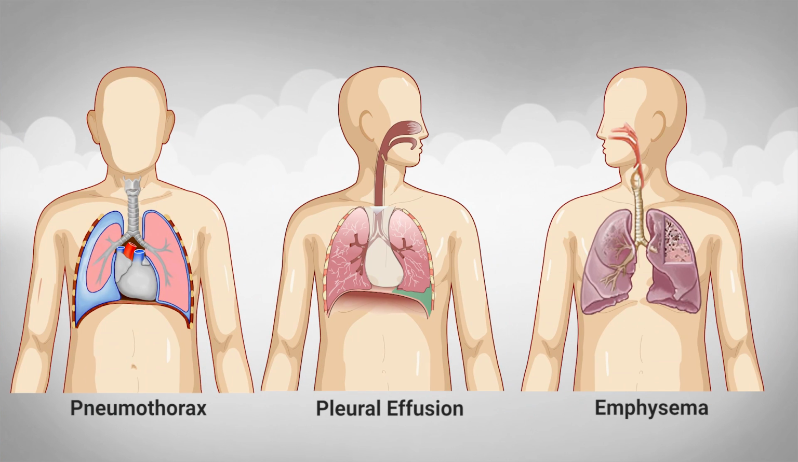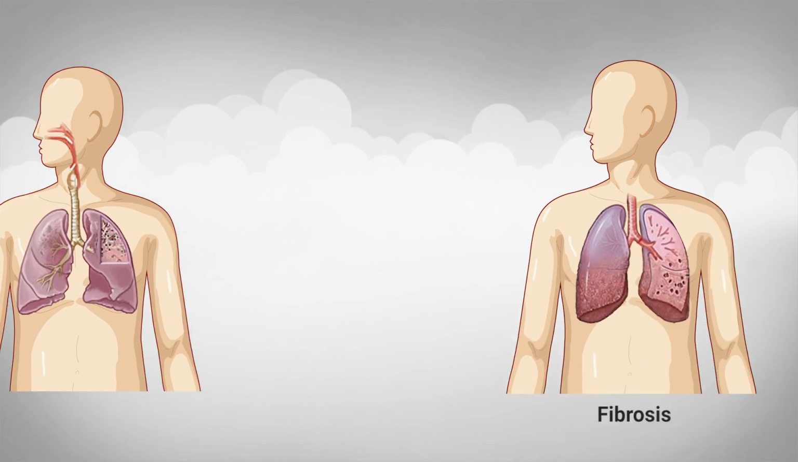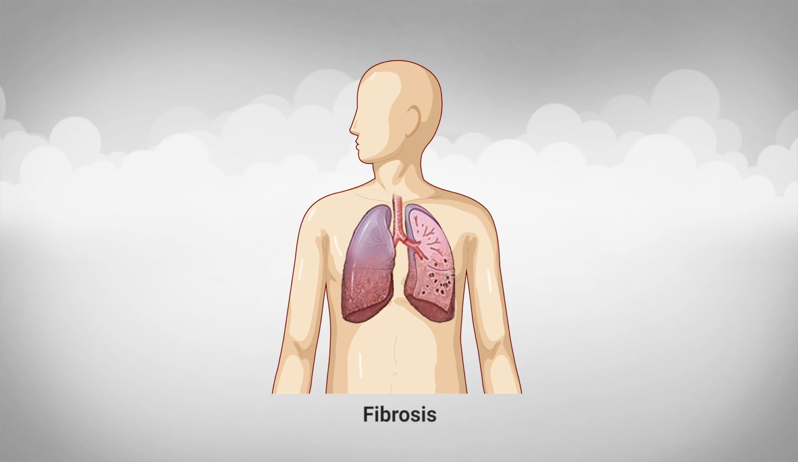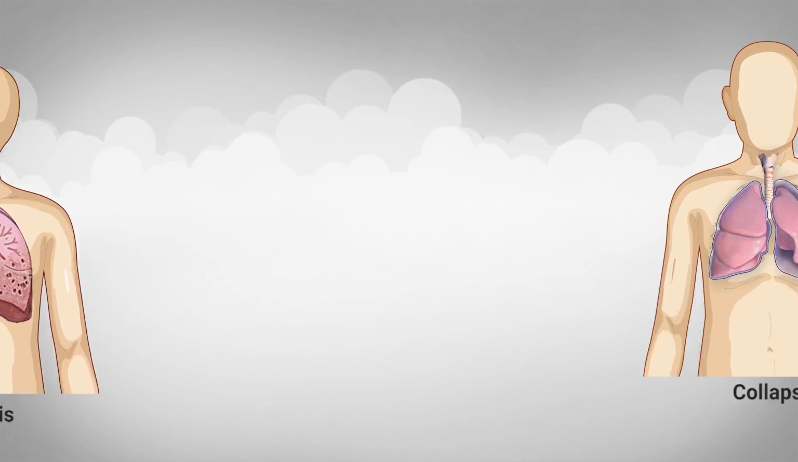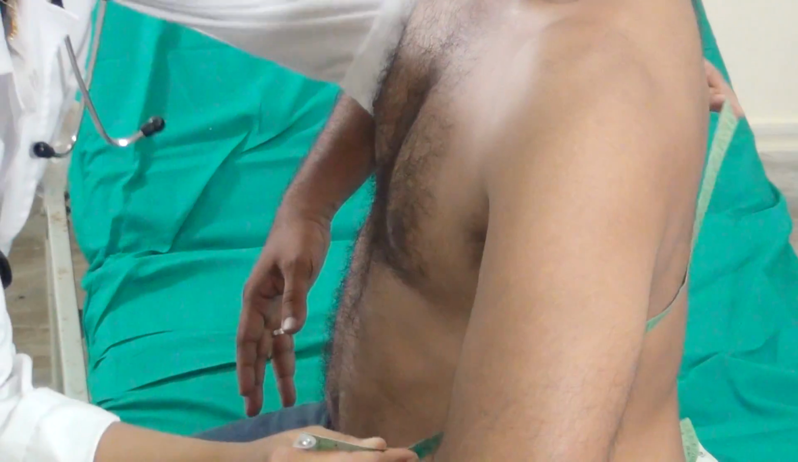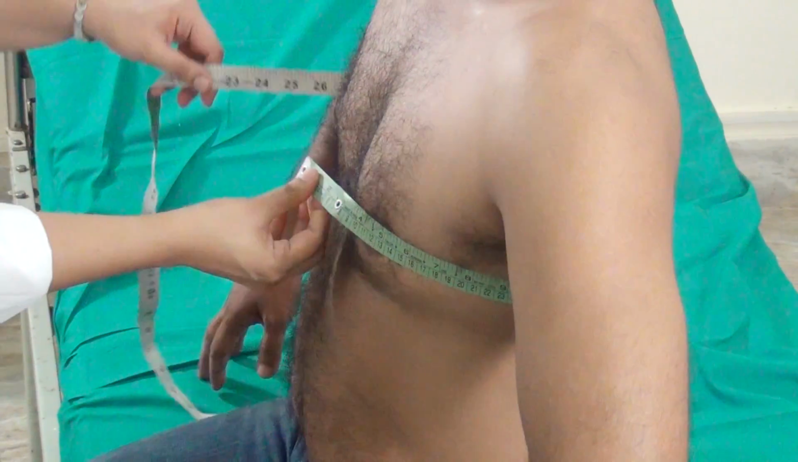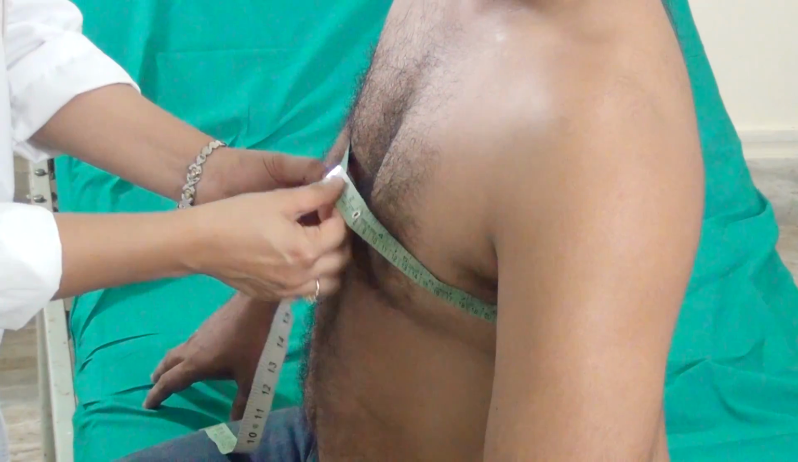The affected side is prominent and chest expansion is reduced in pneumothorax, pleural effusion, and emphysema. The affected side is shrunken with reduced expansion in fibrosis and collapse. To find out the chest symmetry, you must measure the chest expansion and hemithorax using a measuring tape.